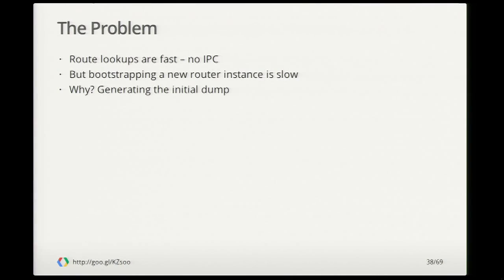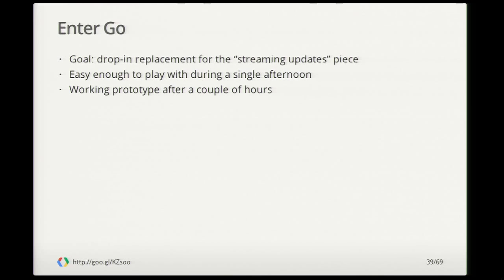And it turns out that that's just because of the Ruby process generating this initial JSON dump. So the guy who was working on this project, he had already used Go for a couple of experiments and smaller things, and he decided it might be worth taking a look to see if it would help out in this situation. So he decided he just wanted to make a drop-in replacement for the piece that generates the dump of the table and sends out streaming updates.